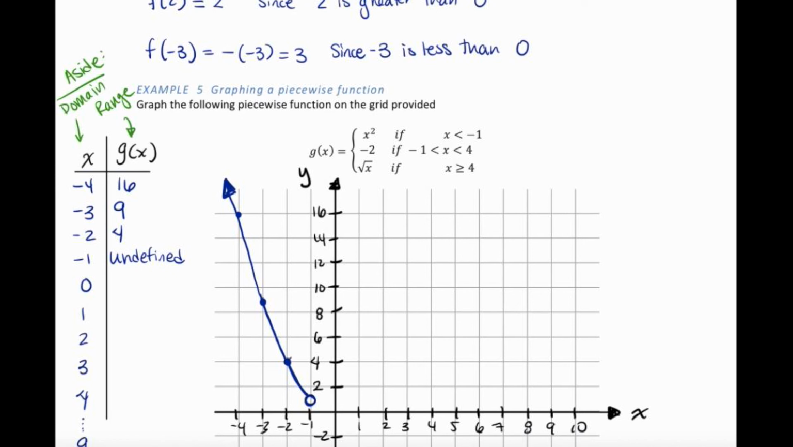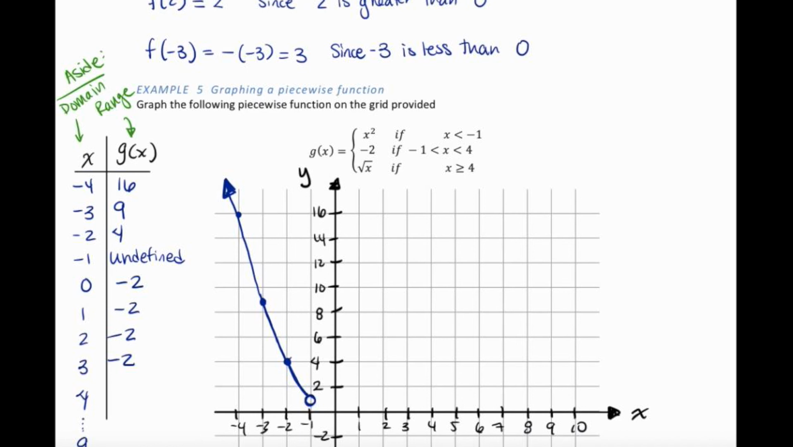Okay, so now let's look at the second definition, when we're between negative 1 and 4. When we're between negative 1 and 4, our output should always be negative 2. 0 is definitely between negative 1 and 4, so our output is negative 2. Positive 1 falls into this case, so does positive 2, so does positive 3. So I'm going to put a negative 2 for each of these. What about positive 4? Positive 4 does not fall here, so I'm going to draw an open dot on my line.